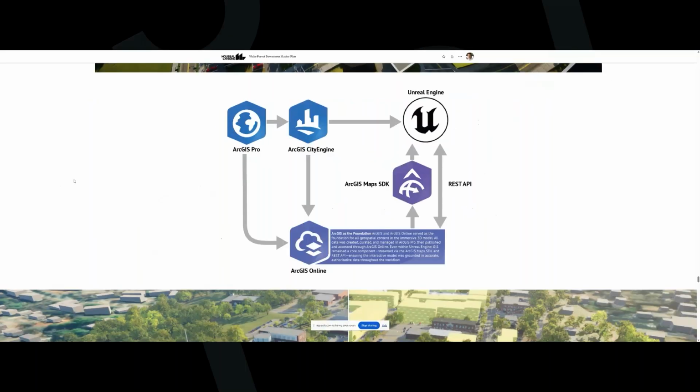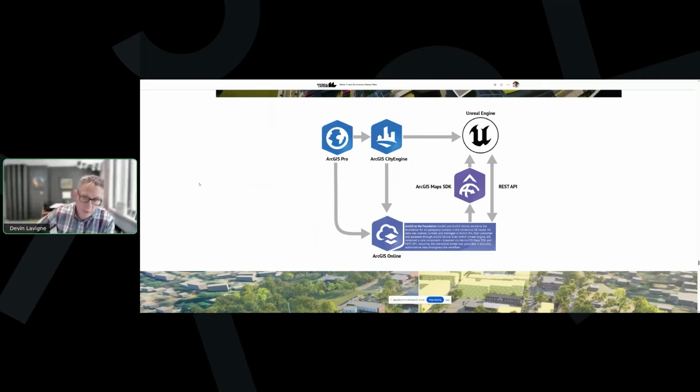There's a piece of software called the ArcGIS Maps SDK. Rex Hansen's team built it, and it allows you to stream in content from ArcGIS Online right into the Unreal Engine. And where capabilities don't exist, we use the REST API inside of Unreal.